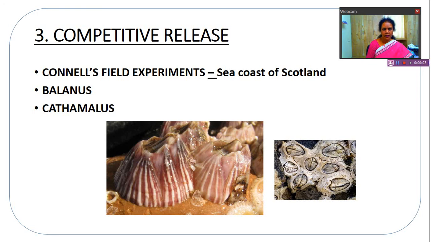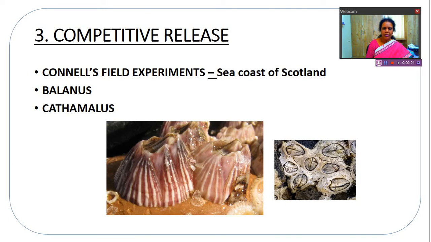Hello students, welcome back to our class, that is population interactions. We are studying about competition, one type of interaction where both the species are affected. That is, the relationship is detrimental to both of them. So here we see another phenomenon, that is competitive release.